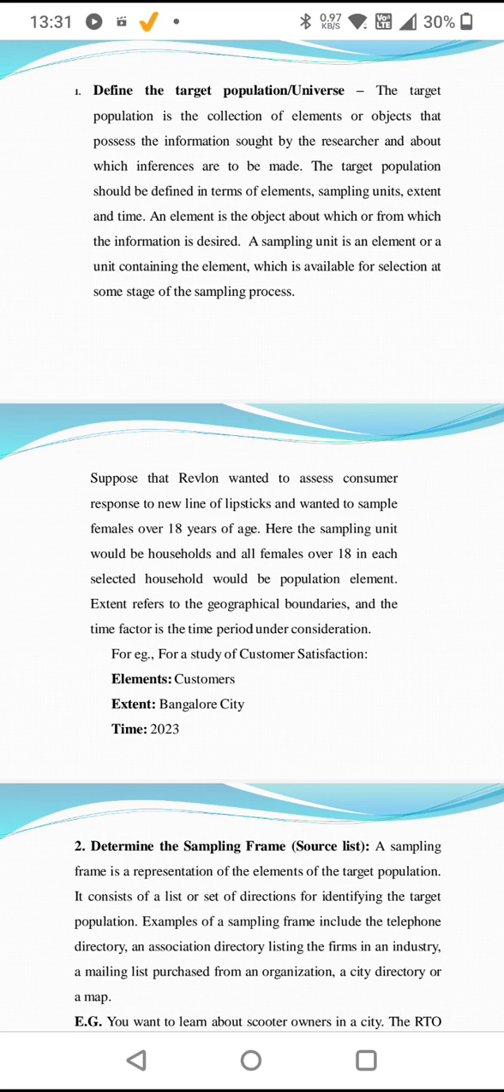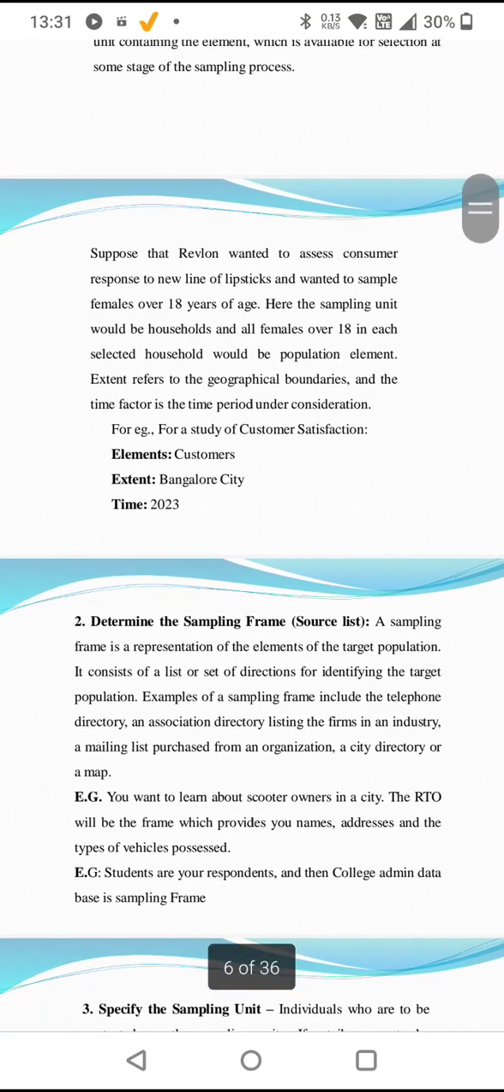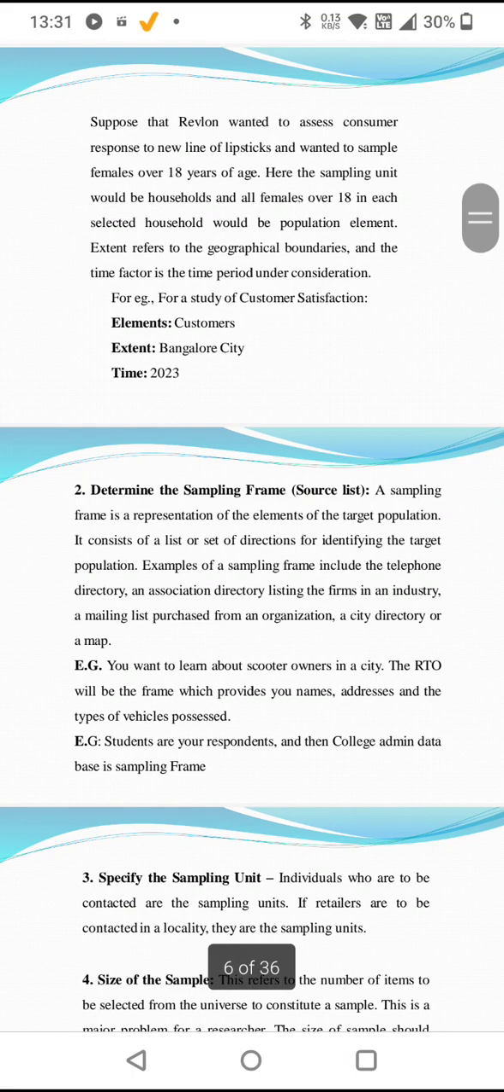In the second step, as we saw, when you're determining the sampling frame, it is a representation of the elements of the target population. It consists of a list or set of directions for identifying the target population. Examples of a sampling frame include the telephone directory, an association directory listing the firms in an industry, a mailing list purchased from an organization, a city directory or a map.